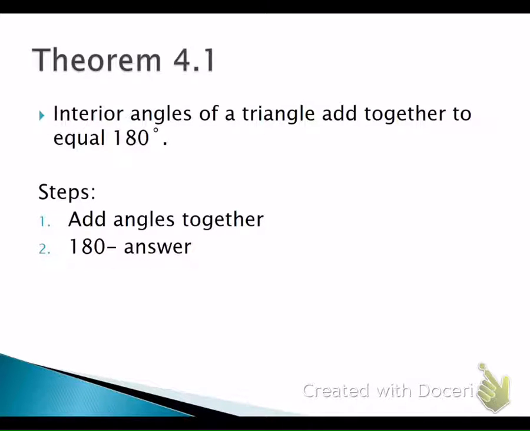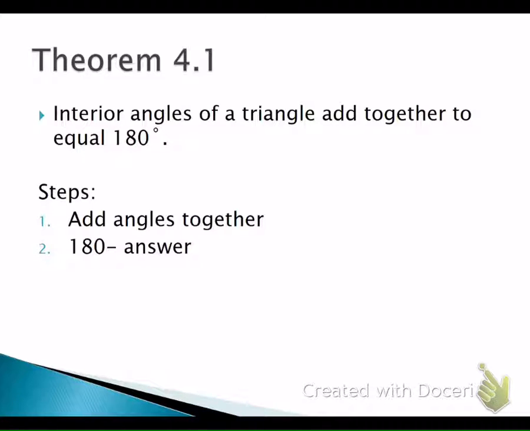So here is a theorem. It's in chapter 4. It's the first one. That's why they call it theorem 4.1. This says that the interior angles of a triangle add together to equal 180. So there are three angles in a triangle. When you add the three angles together, they add to 180 degrees.